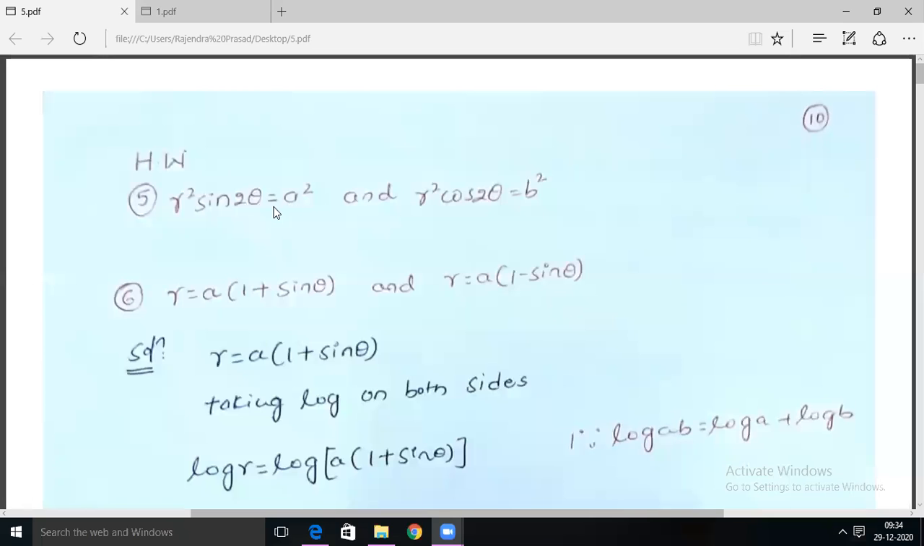We have to find the angle between the radius vector and the tangent, that is φ1. Also we shall consider the second polar curve and find φ2. Next we compute the modulus of φ1 minus φ2, which is equal to π/2. Then we say that the two polar curves intersect orthogonally, right?